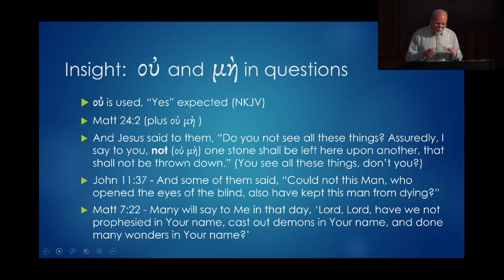Now we're going to just zoom in on οὐ and look at only οὐ. When οὐ is used, yes is expected. So we look at Matthew 24:2. We get the bonus. There's also a μή in there. Jesus said to them, do you not see all these things? Assuredly I say to you, not one stone shall be left here upon another that shall not be thrown down. What he said is, you see all these things, don't you? He's expecting a yes answer, all right? And then he says, assuredly I say to you, no possible way will one stone be left on another. And so we have a bonus there, οὐ μή. But he's expecting a yes answer. You see all these things, don't you?